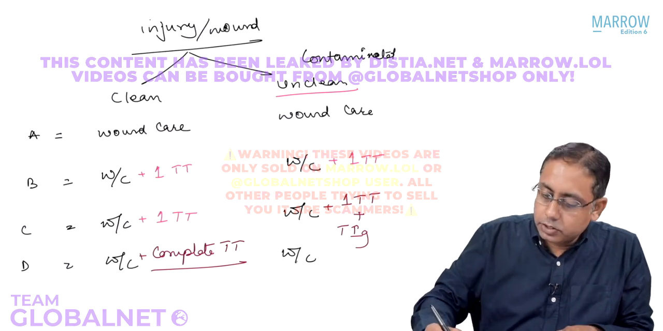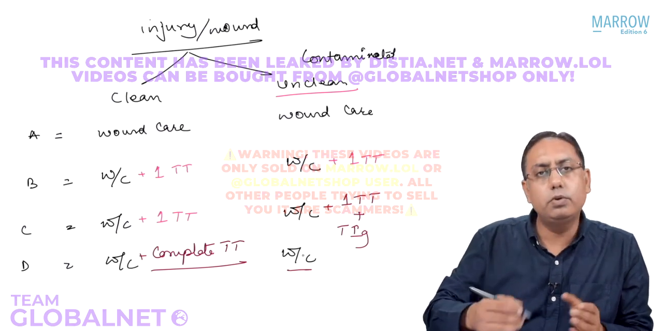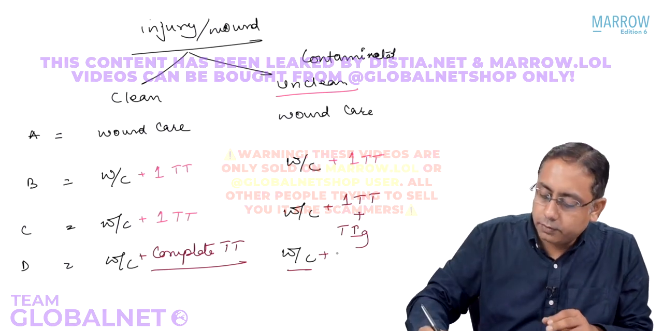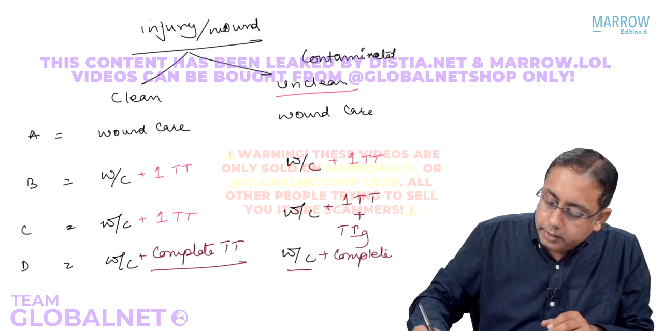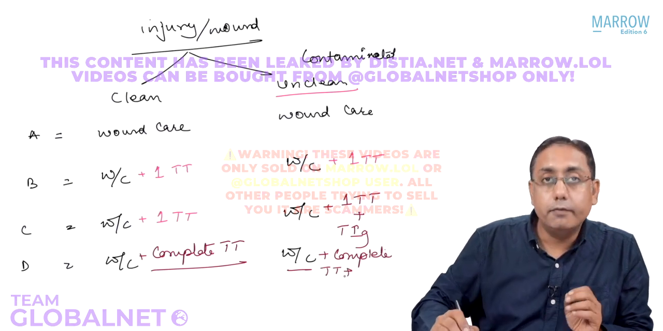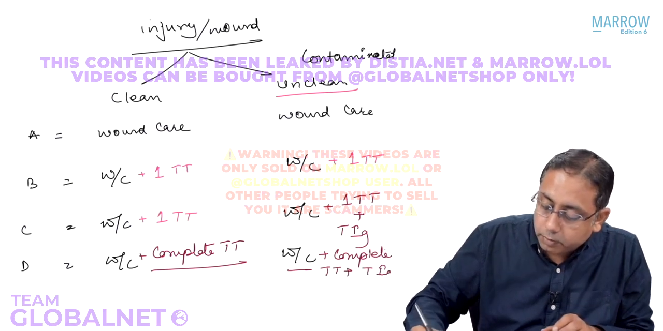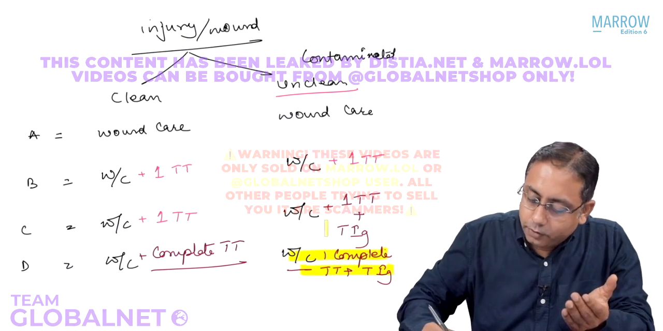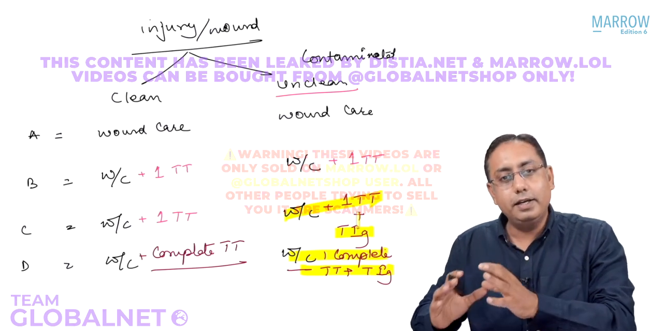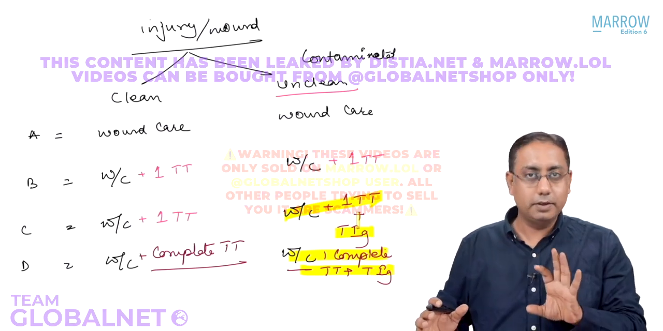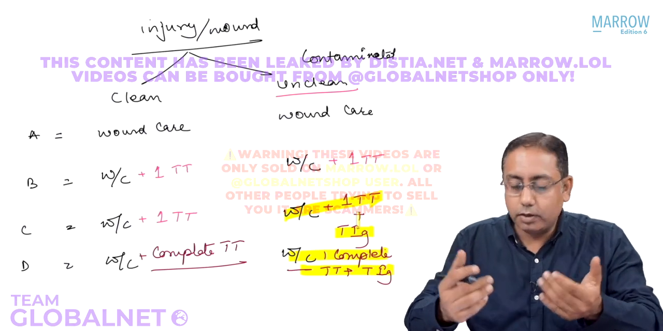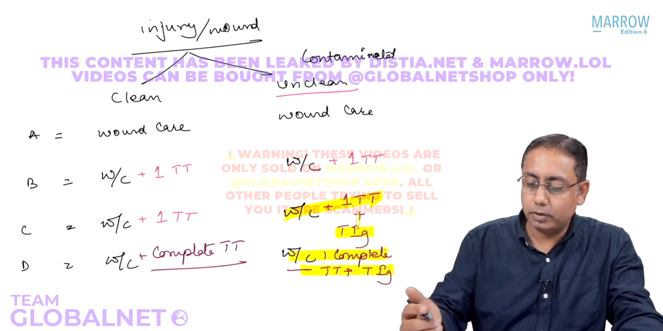And in case of unclean wounds, you have to do wound toileting and wound care, plus you have to give complete TT immunization plus, very important, tetanus immunoglobulin. So please remember that tetanus immunoglobulin is given only for category C and category D unclean wounds. Okay, so that's what you need to remember, the utility of the tetanus immunoglobulin.